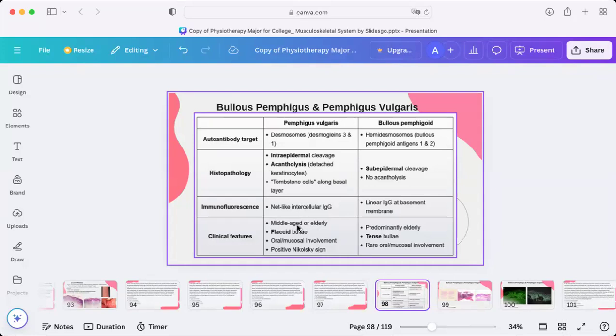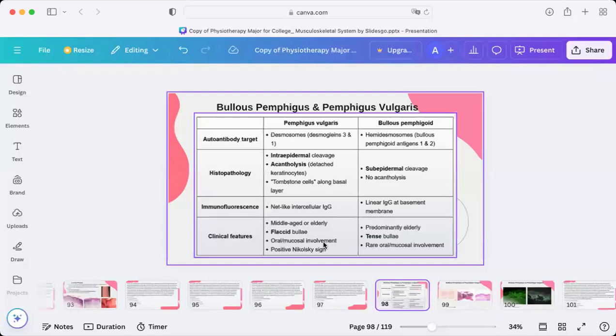Vulgaris always, always, always involves the oral or the mucosa, okay? Sometimes the only finding could be the oral or the mucosal finding. It's a very silly mnemonic, but I'm going to tell it to you anyways. This is how I remember it. So vulgar is somebody who says a lot of bad words, and you say bad words with your mouth. So that's how I remember it, vulgaris, oral mucosa.